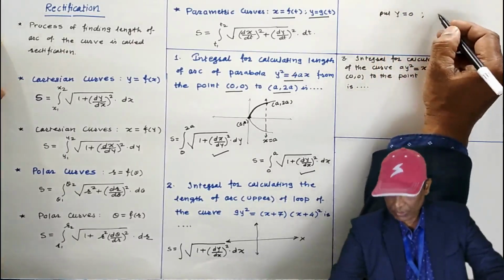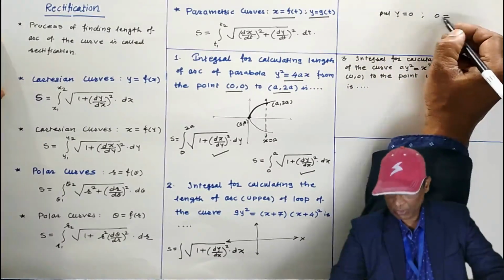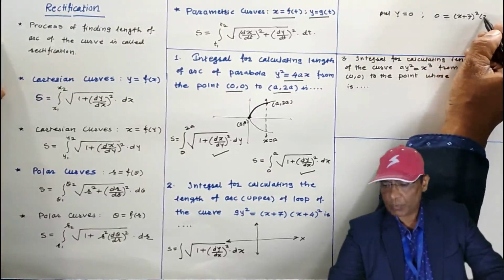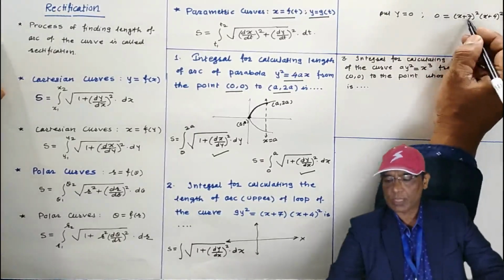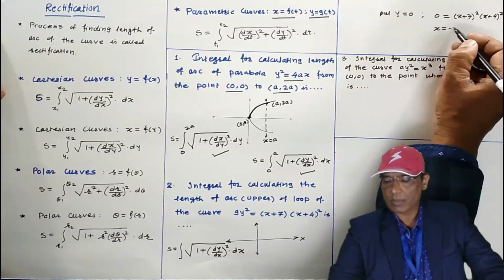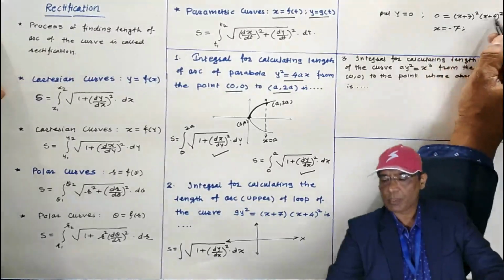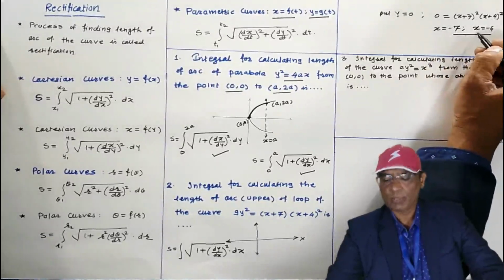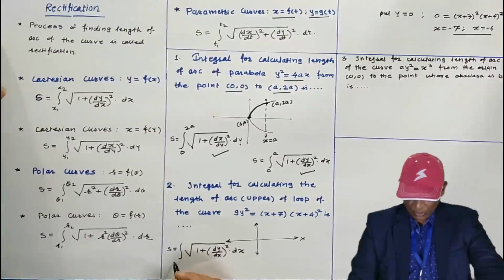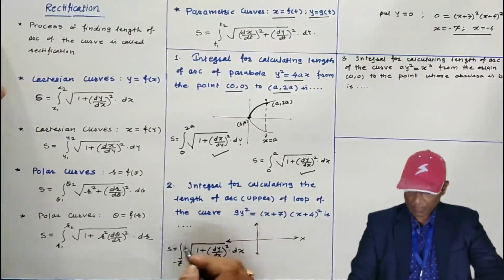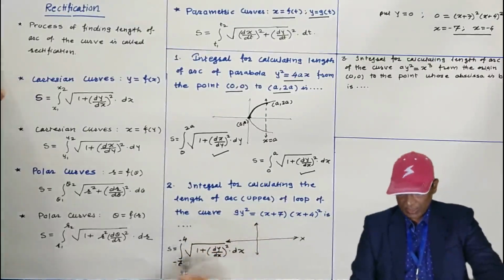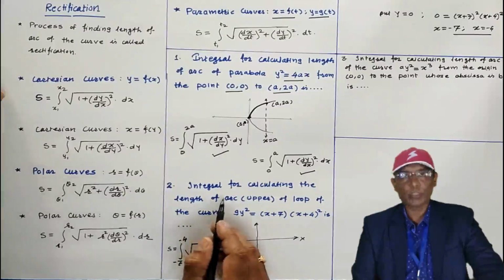So I am putting y equal to 0, what will happen? 9y square means 0, (x plus 7) square and (x plus 4) square. x plus 7 equal to 0 means x equal to minus 7, and x plus 4 equal to 0 means x equal to minus 4. The two values of x we have obtained. Minus 7 is the lower limit as it is the lesser value, and the upper limit is the greater value. So this integral is the answer to this problem.